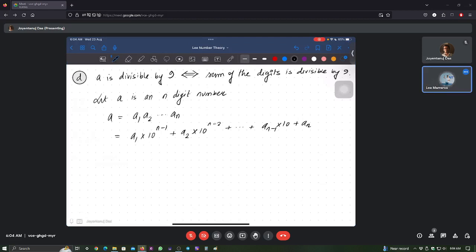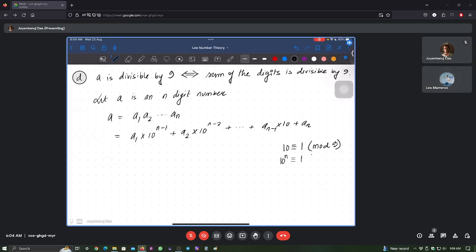So 10 is congruent to 1 mod 9. What about the higher powers of 10? Any power of 10 will be the same. So 10 to the power n is 1 mod 9 for any n. So this will be congruent to a1 plus a2 and so on, modulo 9. So this part is the sum of the digits.